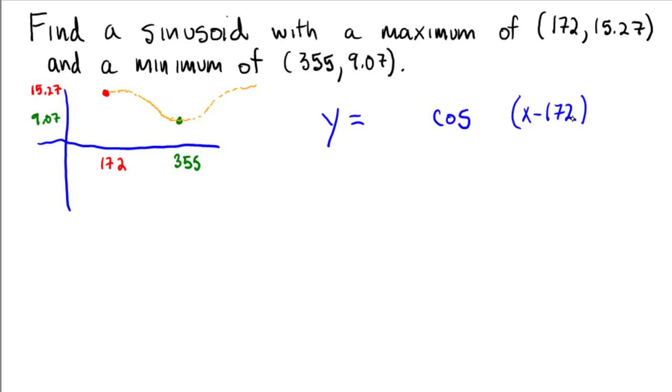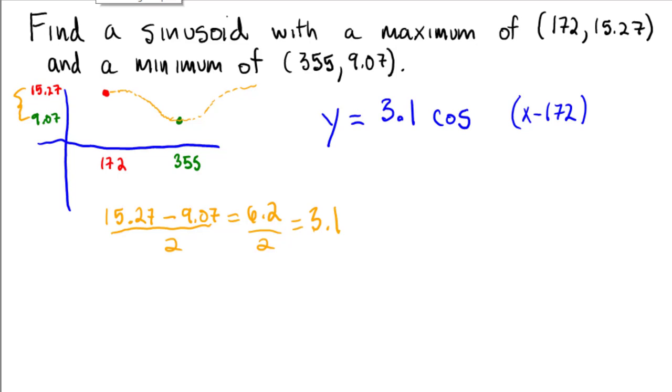Okay, next let's do amplitude. So amplitude would be half of the distance between the maximum and the minimum. I can see that the maximum and the minimum are 15.27 and 9.07 respectively. So the distance between those would be 15.27 minus 9.07, and that's going to be 6.2. So that's the whole distance from top to bottom. So I'm going to divide that by 2 to get 3.1, and that's going to be our amplitude, because amplitude is half the distance from the top to the bottom. Right, from the middle line it tells me how high and how low I go.